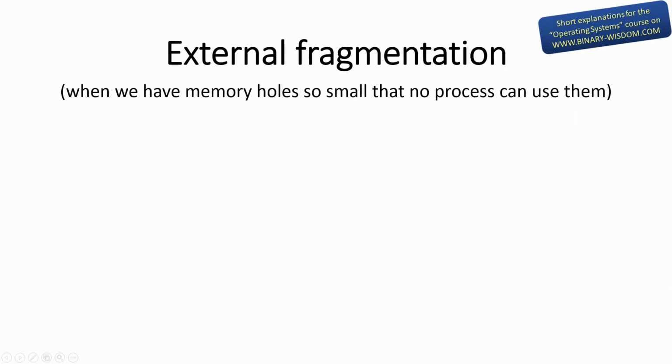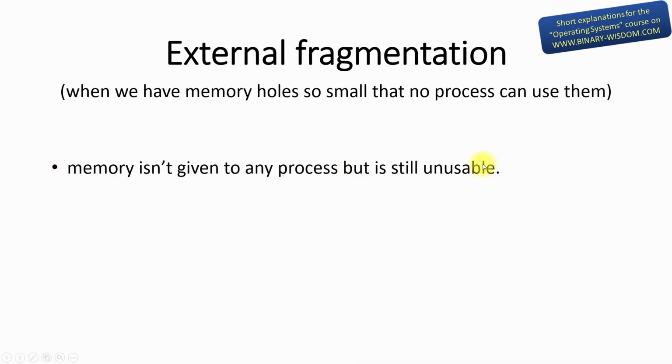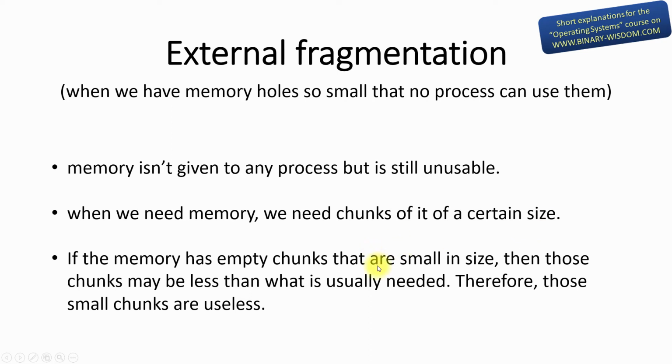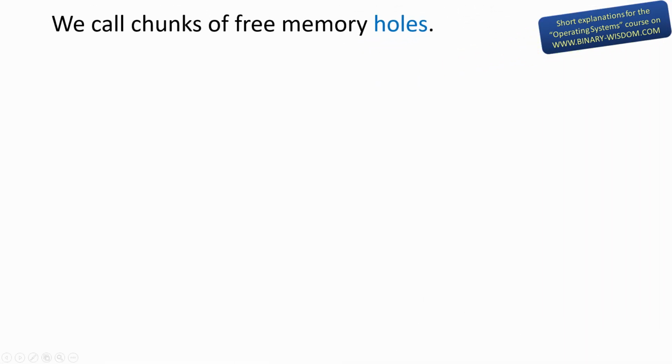We can have another scenario where memory isn't given to any process but is still unusable. At first it might sound strange. If memory is unused, why can't we use it? This situation happens because when we need memory, we need chunks of it of a certain size. If the memory has empty chunks that are small in size, then those chunks may be less than what is usually needed. Therefore, those chunks are useless. Such fragmentation is called external fragmentation. We call chunks of free memory holes.